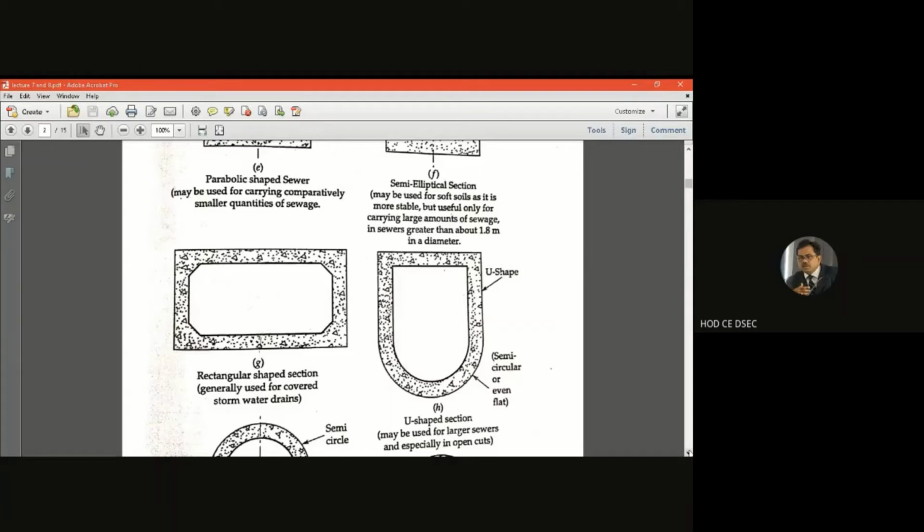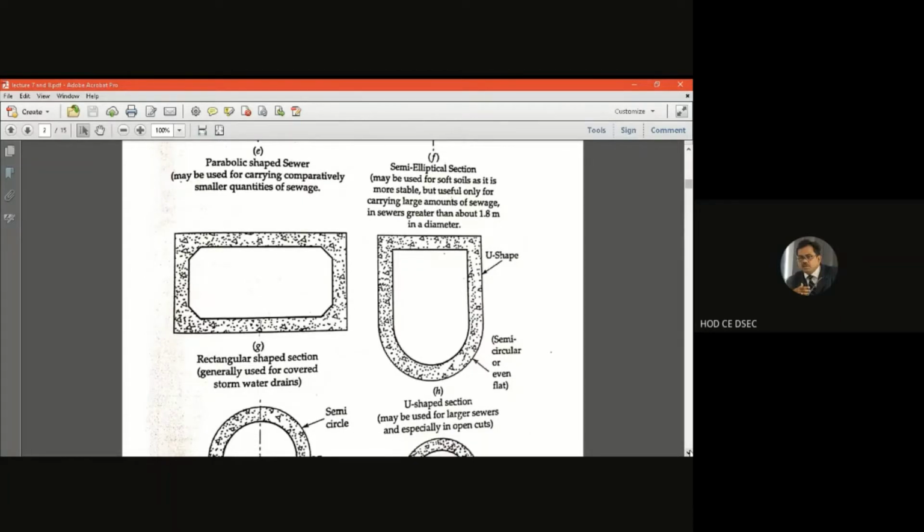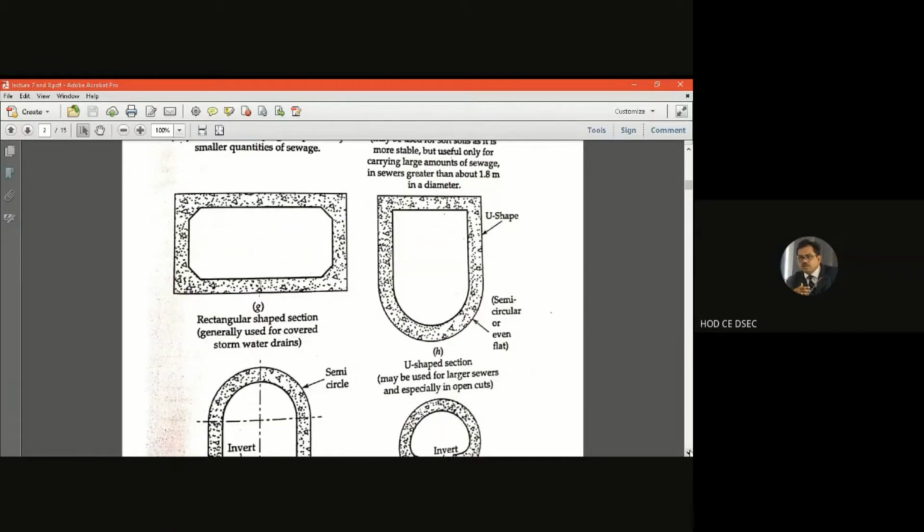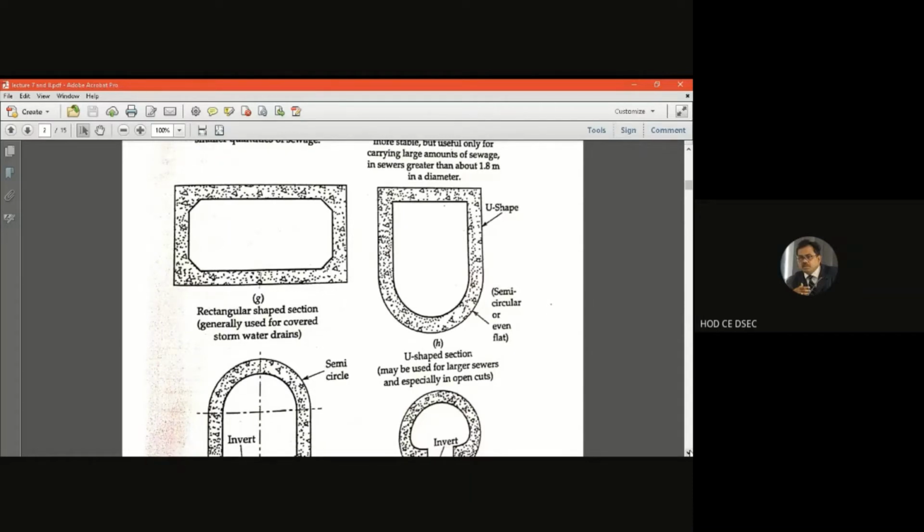Then, the eighth sewer I am going to discuss with you. What is that? The U-shaped sewer, as the shape is U. Where can it be applied? It is used for larger sewers and especially in open cuts. So this is in open cuts. Where there is a shallow depth, the open cut question comes when there is a shallow depth of the sewer from the ground level. Then this type of U-shaped sewer is used.